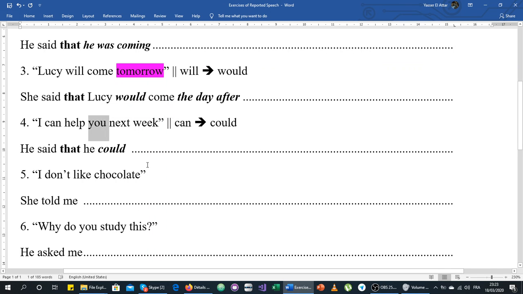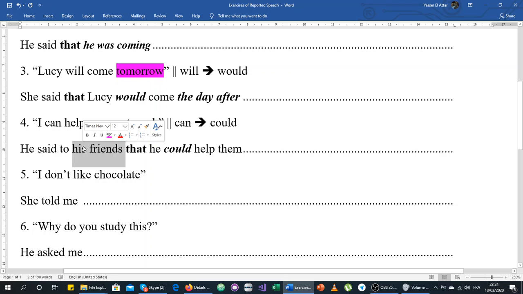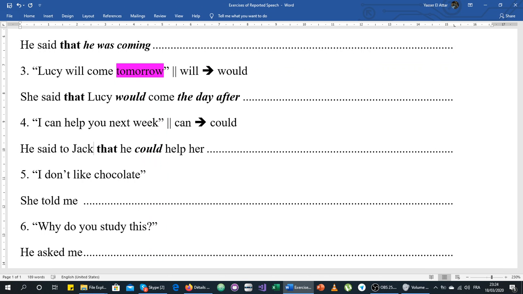Let's finish first: could help. So here we have you. You refers to whom the speaker is speaking to. For example, if it is "he said to me," it means that he is talking to me. So here you becomes me. If it is "he said to his friends," so he's talking to a lot of people, so it becomes them. If it is, for example, Hajar, who is a girl, then help her. If it is, for example, Jack, it will become him. Because Jack is singular masculine, it becomes him.